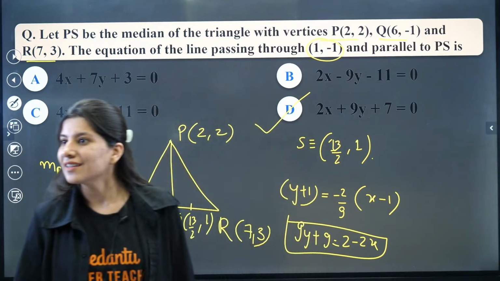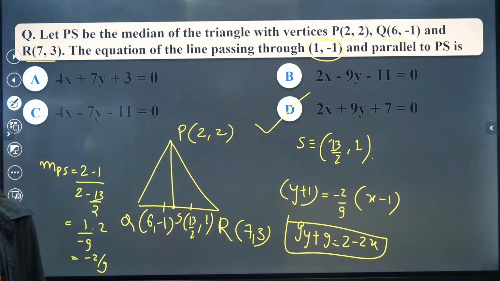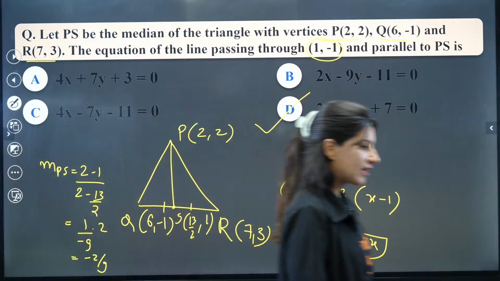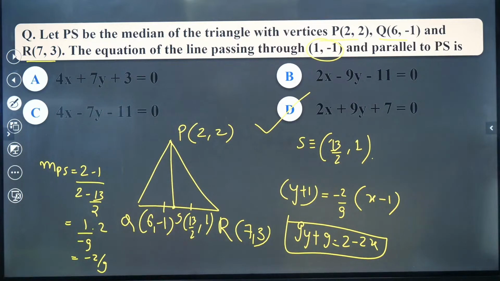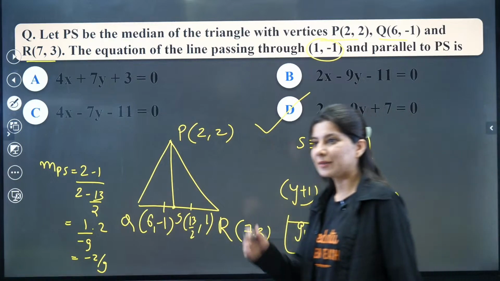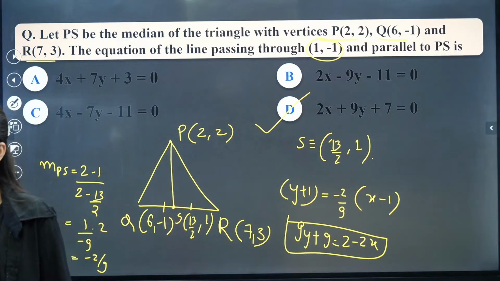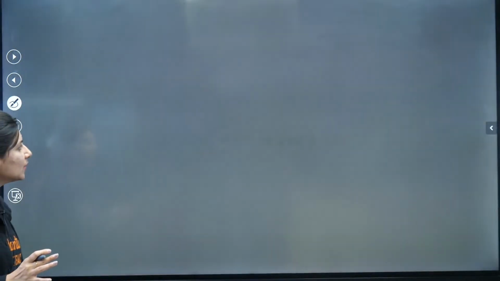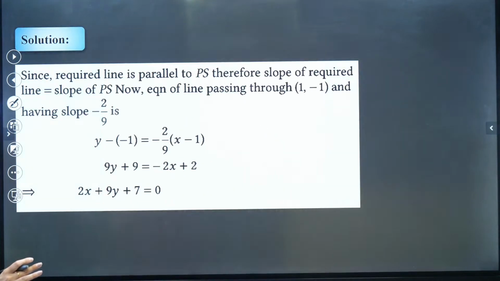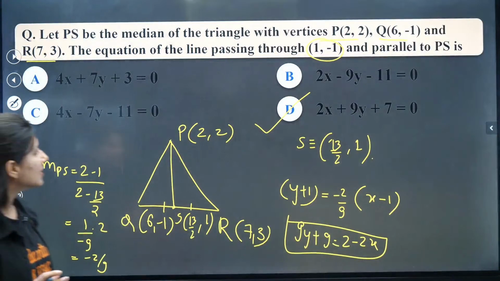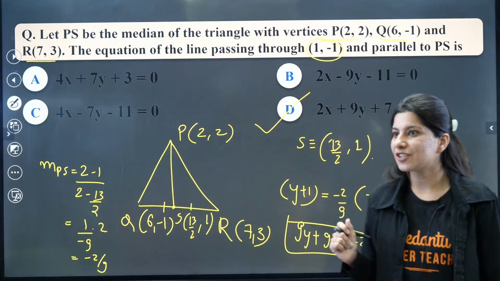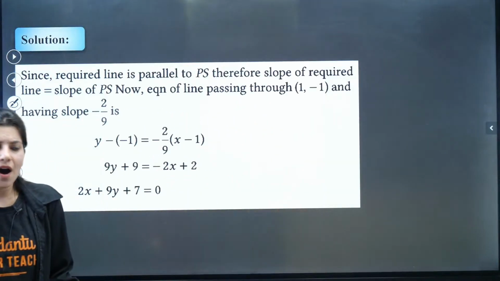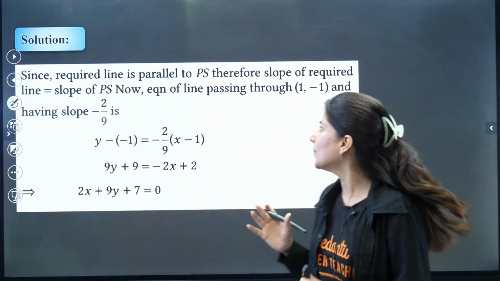Let me just check the chat box whether you have done that or not. All right, you guys are killing it. Okay, option B. Who is saying B? No, D is absolutely correct. Please understand, option D, 2x plus 9y plus 7 equals 0, is absolutely correct. Shall we move on to the next question? Let us increase the pace now. Let us build the momentum now, okay?